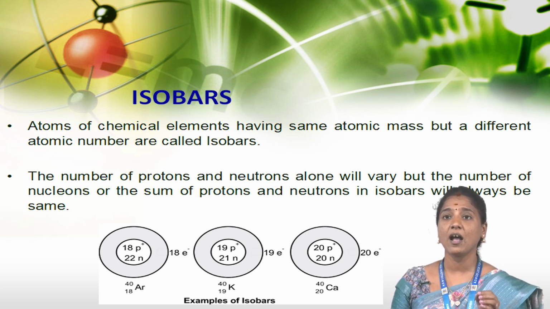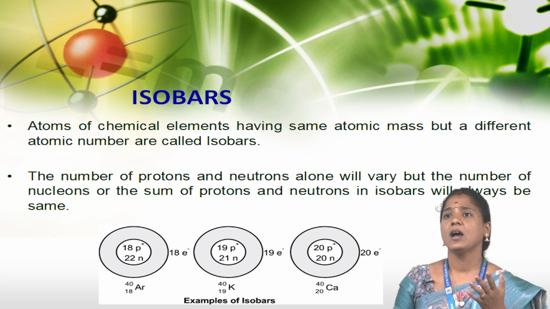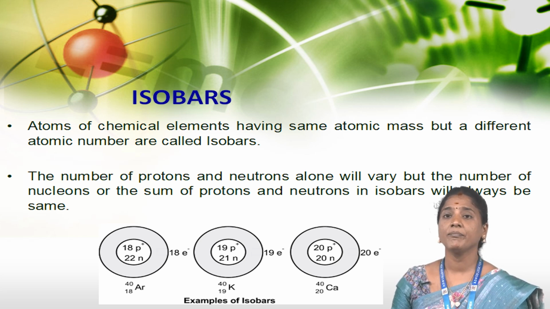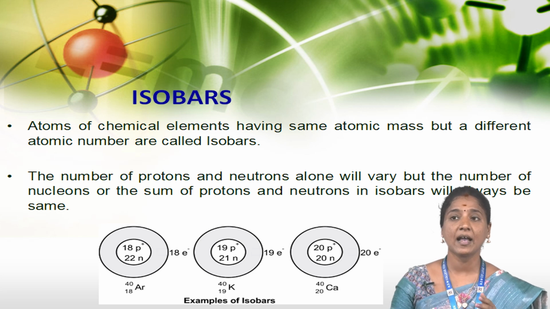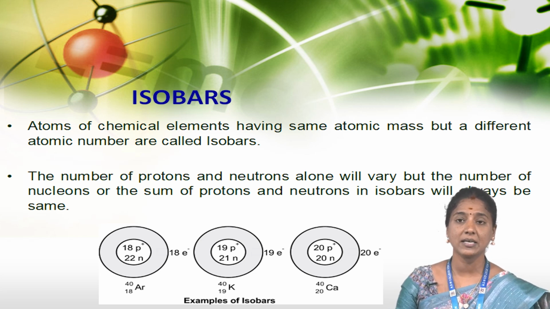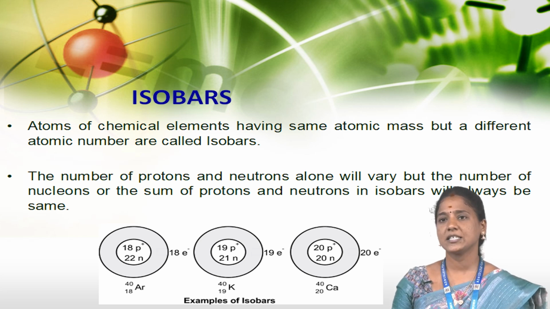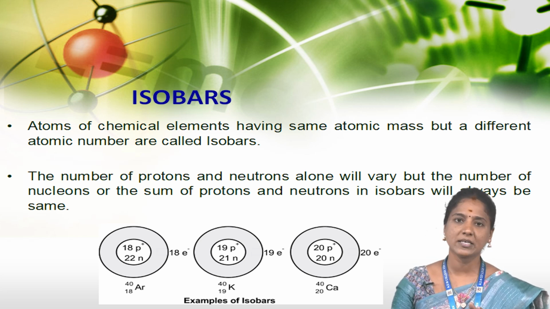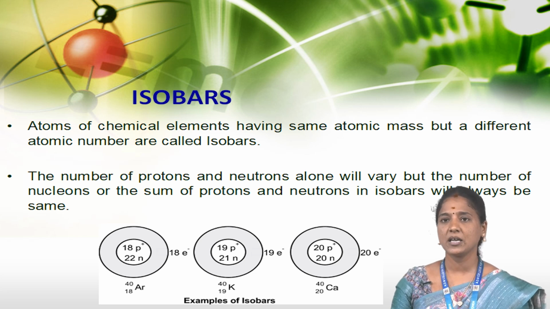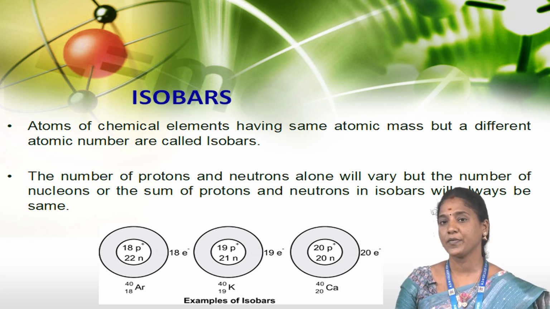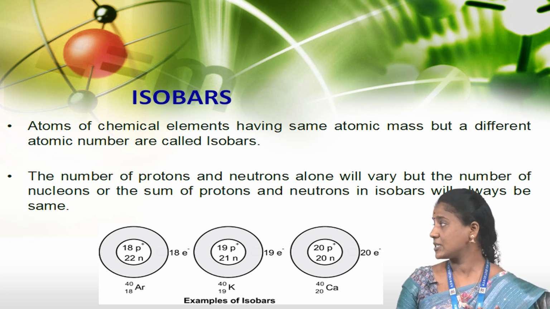Another example is argon and calcium, with atomic numbers of 18 and 20 respectively. However, they have the same mass number of 40. Furthermore, sometimes there is a series of elements that have the same atomic mass. For example, cobalt Co, copper Cu, nickel Ni and iron Fe have the same atomic mass 64, but the atomic numbers vary.